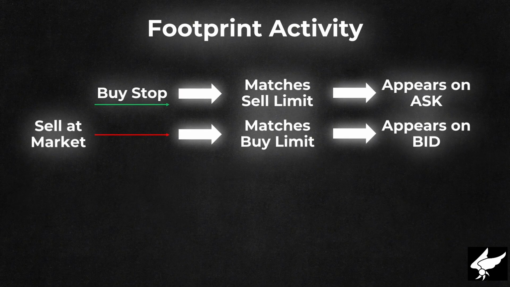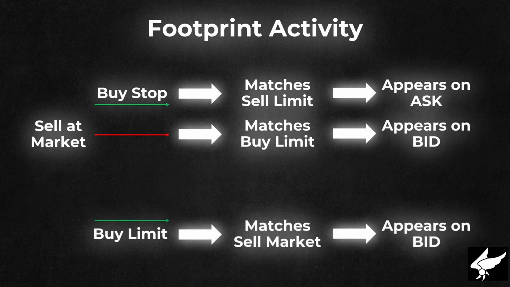A buy stop order is a buy market order that matches a sell limit order, and therefore it will appear on the ask column of the footprint. The take profit is a buy limit order that, if triggered, will match a sell market order, and it will appear on the bid column of the footprint.